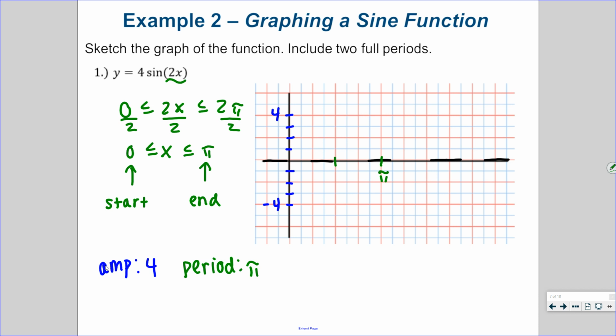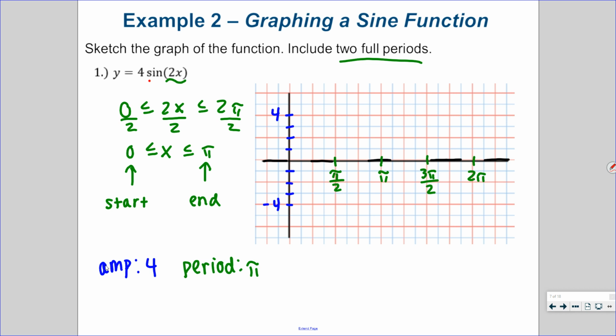If you count over 3 boxes, it's hard to half 3. So then halfway, 4 boxes here would be what? Pi over 2, exactly, good. Then another 4 boxes would be 3 pi over 2, and another 4 boxes would be 2 pi. And I know 1 period is a length of pi, so this will fit my 2 full periods. All right, now we're pretty much ready to start plotting points.